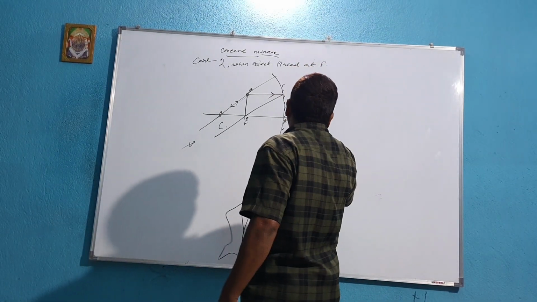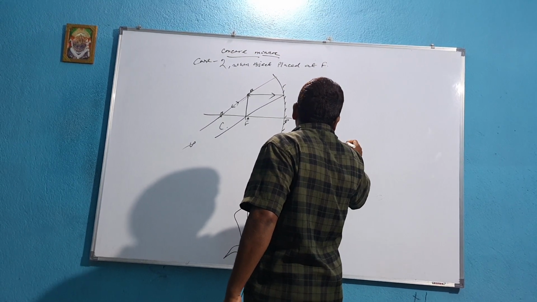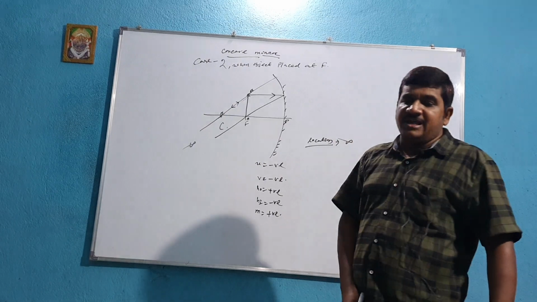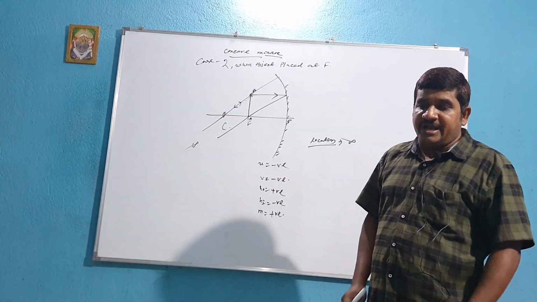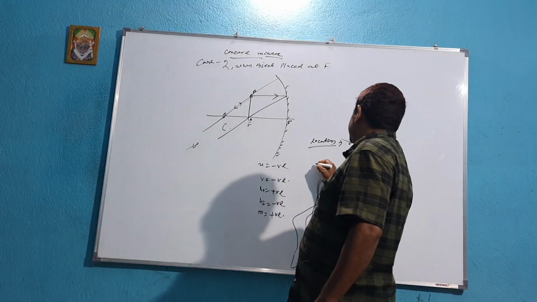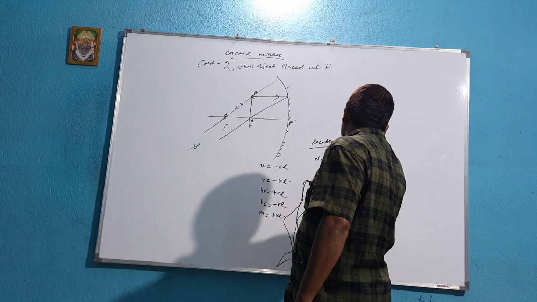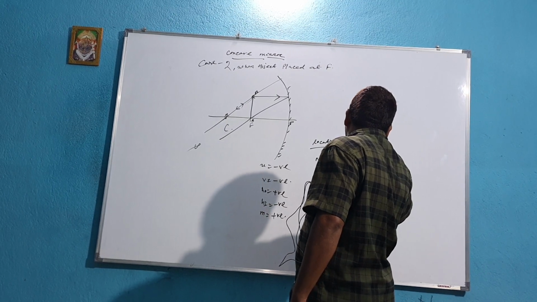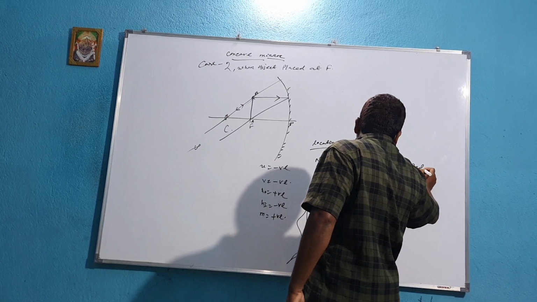Then location at infinity. You cannot tell where its image is formed. Infinity. And nature of image: real, inverted, enlarged.